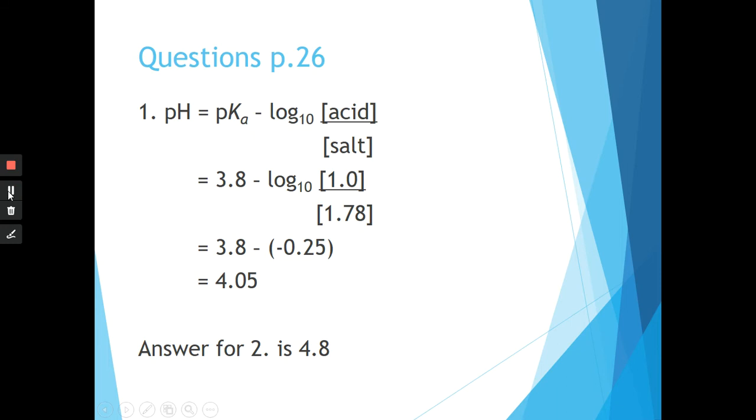The figure for the concentration of the methanoic acid and from the sodium ethanoate, so for the acid and the salt is in the question, okay? And it tells us that pKa is 3.8. For question 2, we're told that the buffer solution, both the salt and the acid are 0.1 mole per litre and the pKa is 4.8.